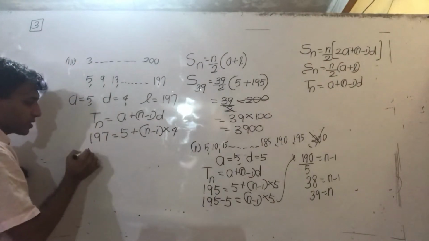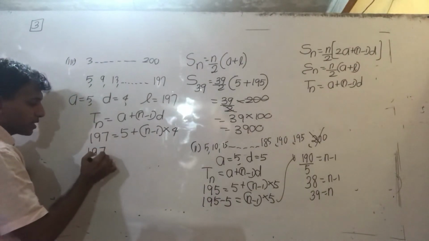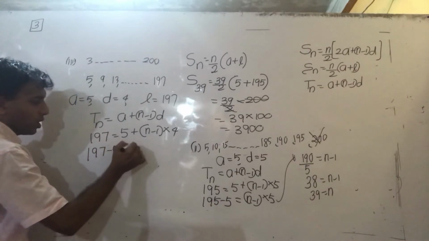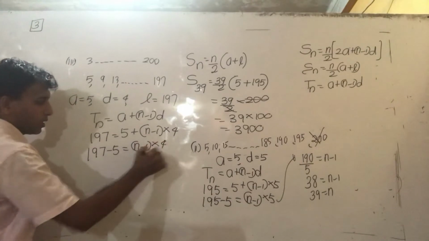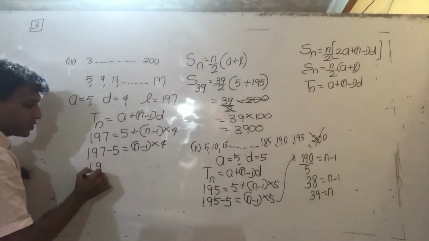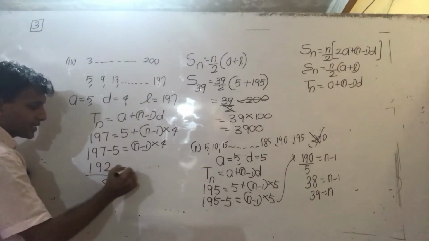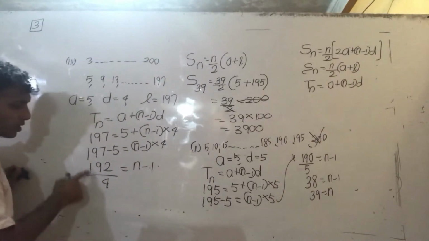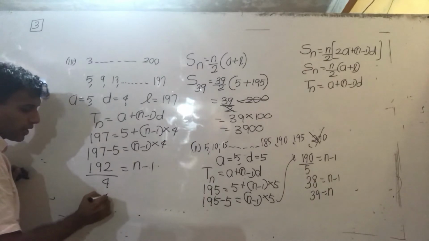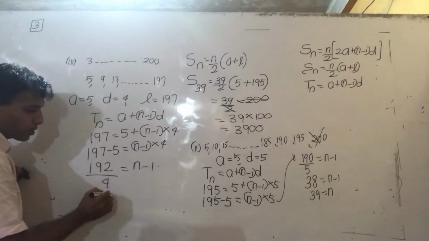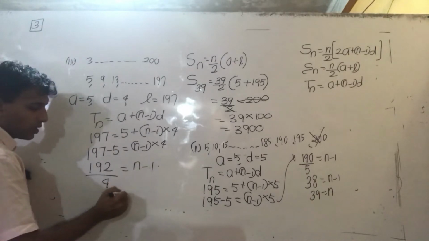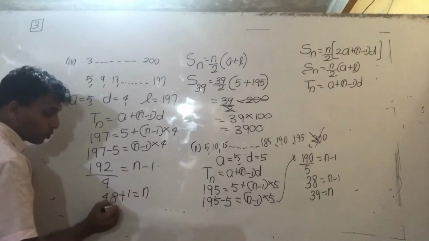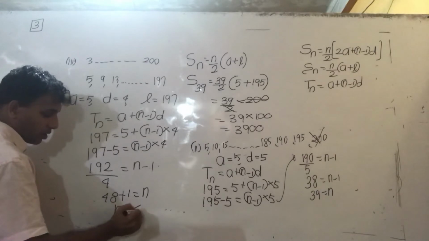Take the 5 this side. 197 minus 5 equals (n minus 1) into 4. Okay, subtract 5, 192. Is it okay? Divide by 4. This gives n minus 1. 4 times 48 is 192. Okay, take the negative one here. So therefore this is the method of how to work and calculate.